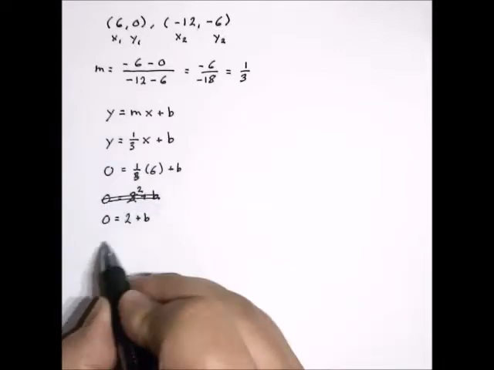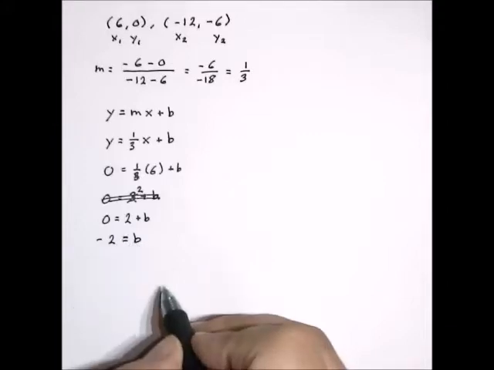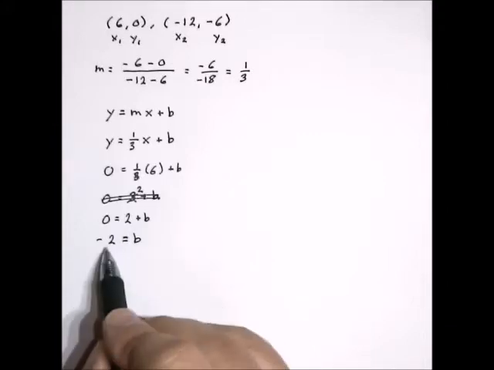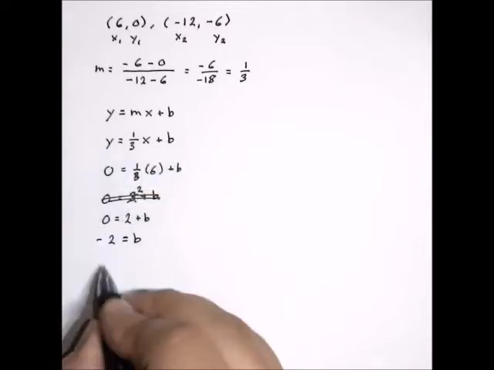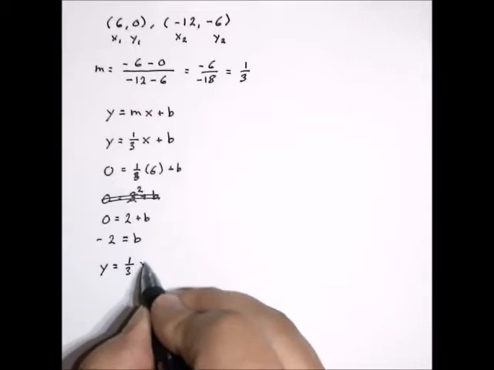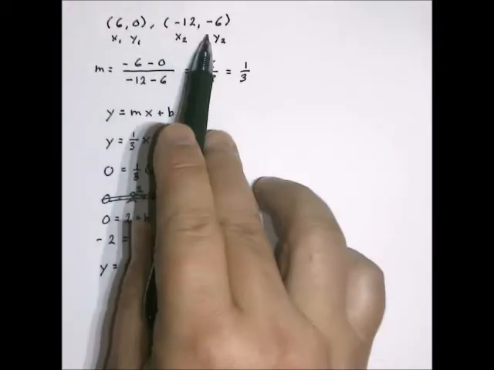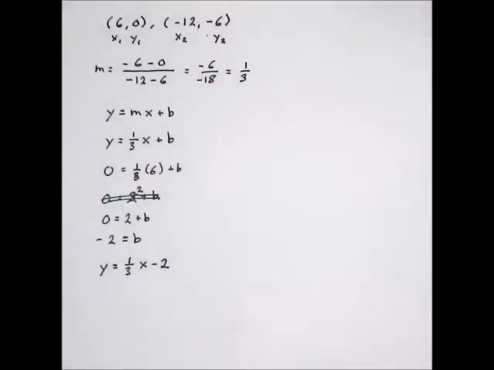Okay, move the 2 to the other side, and I get a b of -2. So I just plug the -2 back into there, and I have the equation of the line passing through these 2 points.